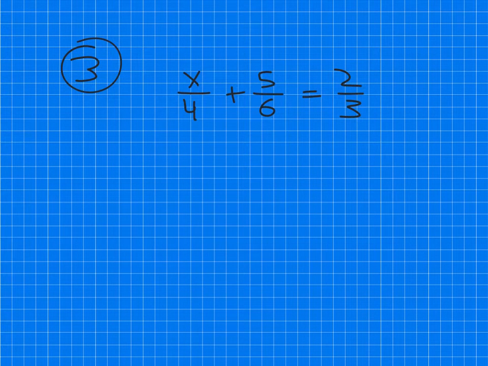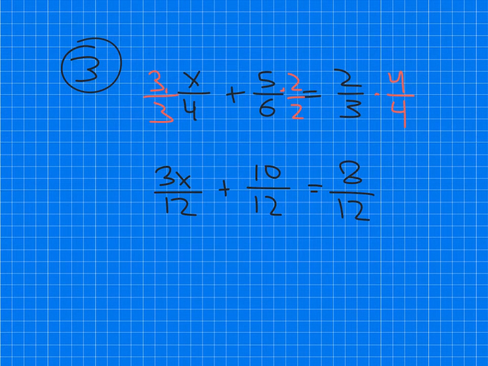So in the first one, I will multiply by 3 over 3. In the second fraction, I have to multiply by 2, so I multiply by 2 over 2. And in the third fraction, I need to multiply by 4, so I multiply by 4 over 4. That's going to create three fractions where the denominator is 12 in all of them. So let's rewrite this. It's now 3x over 12 plus 10 over 12 equals 8 over 12.